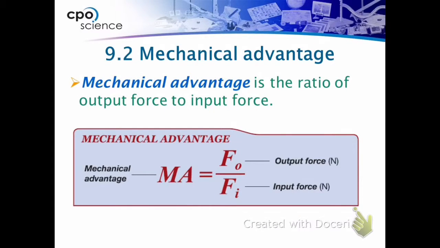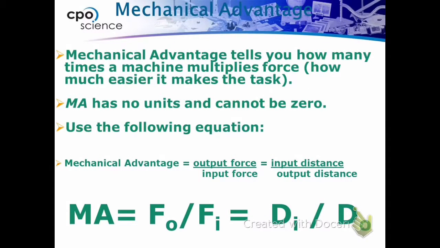We can actually calculate how much a machine multiplies our force. We call this mechanical advantage, and it's the ratio of the output force to the input force. In other words, the amount of weight that the machine lifts compared to the amount of force that you apply to the machine. The end result you get, which is called mechanical advantage, tells you how many times a machine multiplies your force. It has no units and it cannot be zero. We can calculate it using either forces or distances, and we'll give some examples of those.